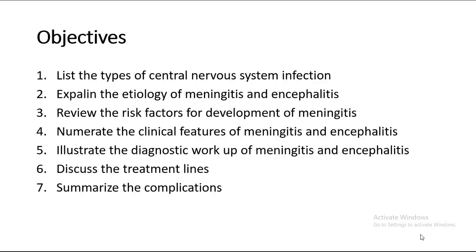We are going to list the types of central nervous system infection, explain the etiology of meningitis and encephalitis, review the risk factors for development of meningitis, enumerate the clinical features of meningitis and encephalitis, illustrate the diagnostic workup of meningitis and encephalitis, and we are going to discuss the treatment lines and summarize the complications.